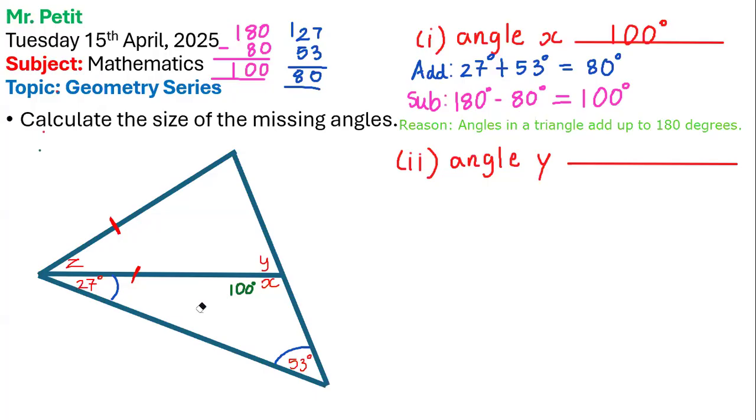Is it 100? How did you get 100? Because they're vertically opposite. No, not really. That's not the reason why. Anyone else want to save Alea from her miseries? Mr. Petit. Say it again.